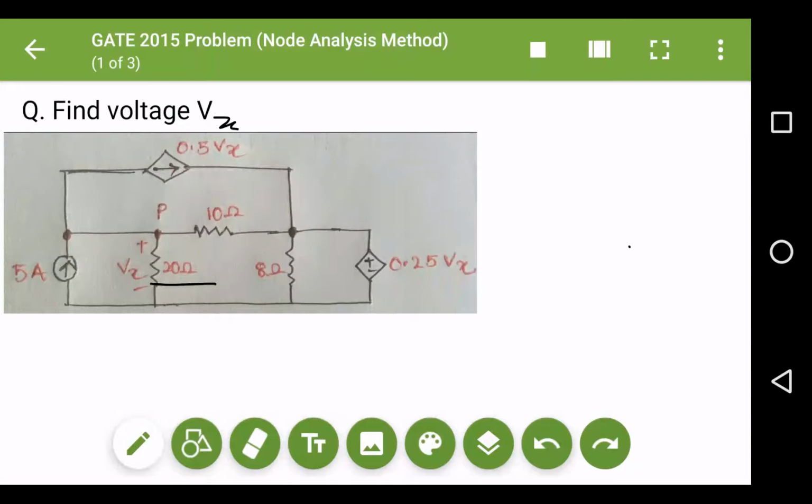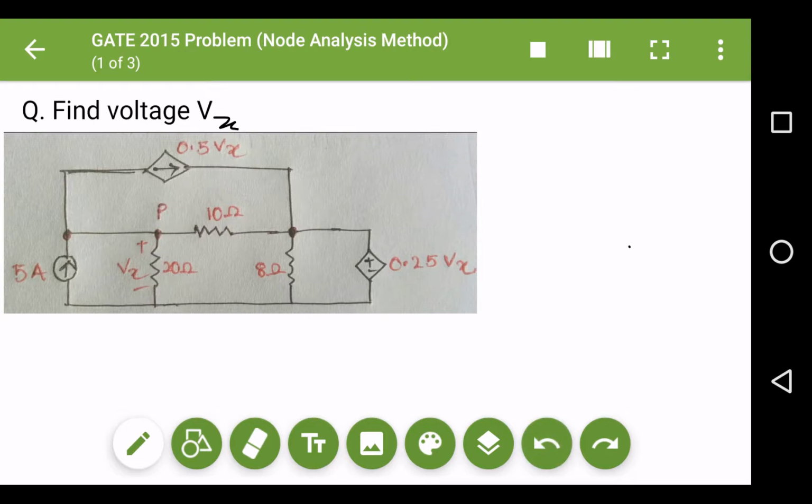Okay, and as you see, this voltage is the control voltage. We call this Vx, the control voltage. Why? Because this is a current source, and it is a controlled current source because the current value depends on the value of Vx. Similarly, this is a voltage source, a voltage controlled voltage source, because the value of the voltage depends upon the value of Vx. So we need to find Vx, and that is across the 20 ohm resistance.